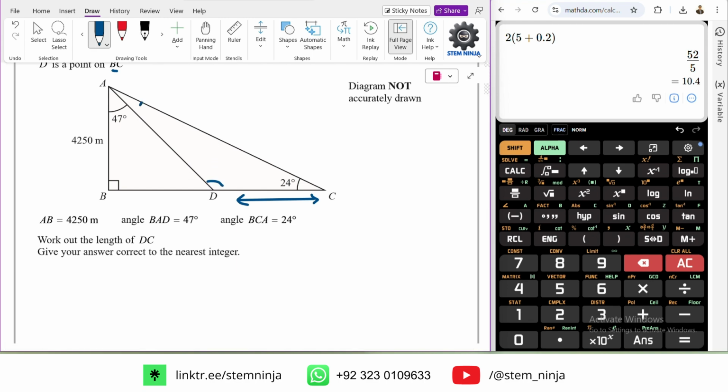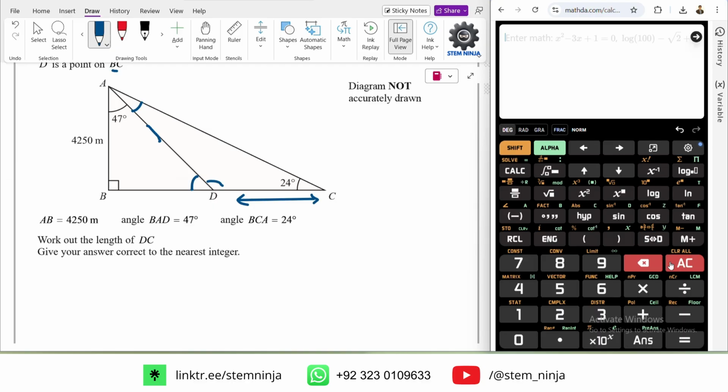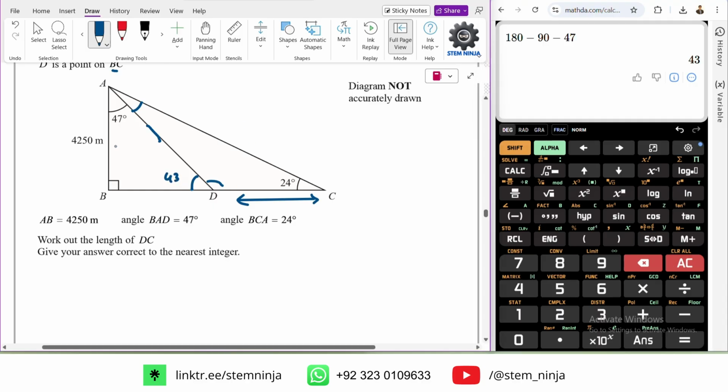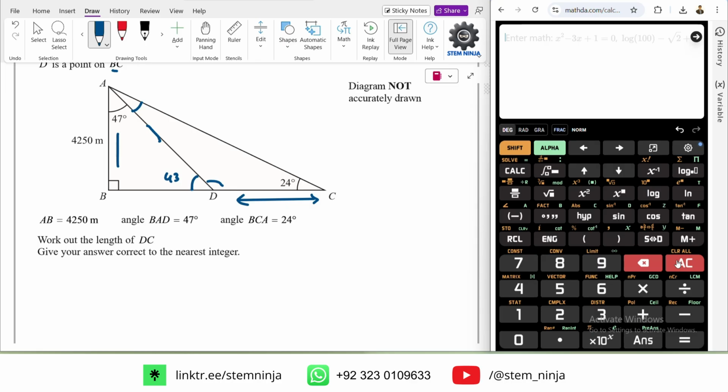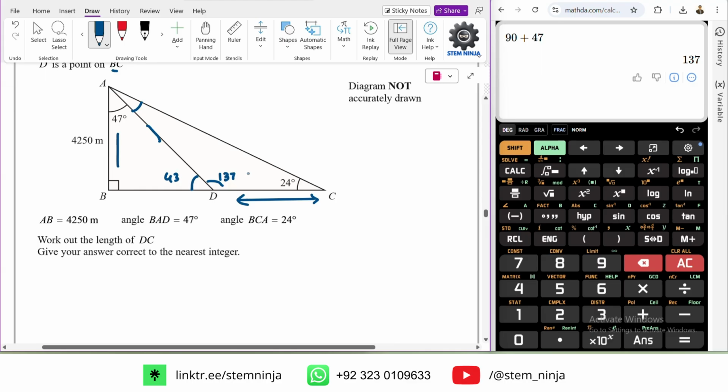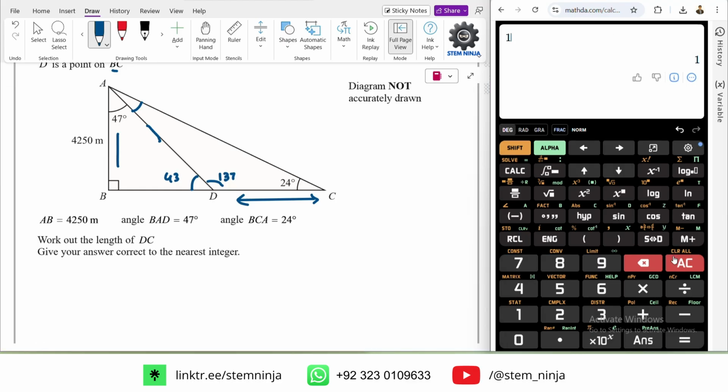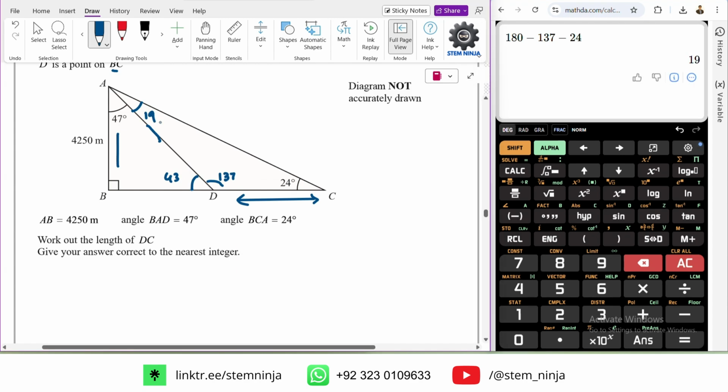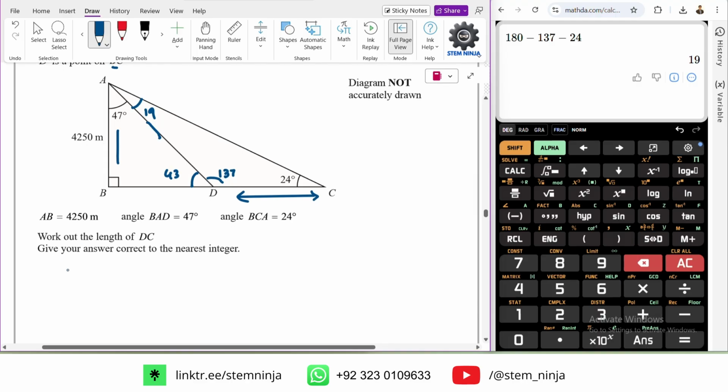We don't know any of the angles over here. We don't know this side either. So we can find out this one by doing 180 minus 90 minus 47. So this is 43, so that means this would be just simply 90 plus 47, 137. And the third angle then would be 180 minus 137 minus 24, which is 19. Okay, so first let's write that.